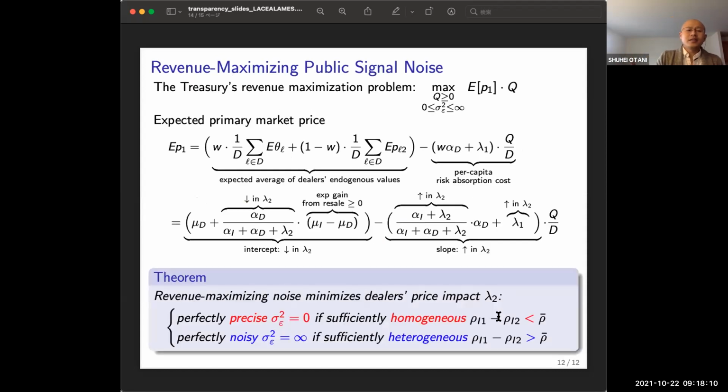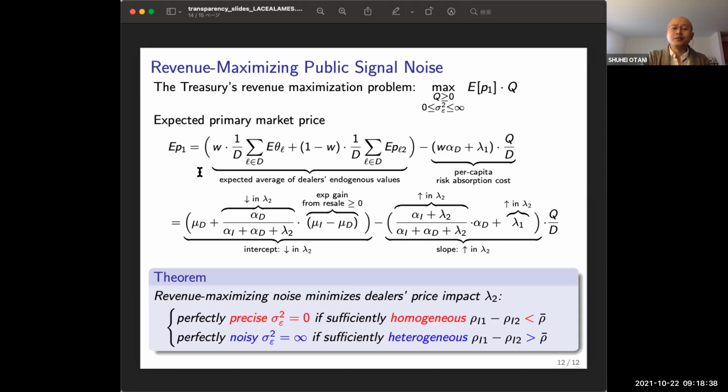Now I am ready to state the welfare result. The treasury wants to maximize the expected revenue by choosing the quantity to be auctioned in the primary market and the public signal noise variance. Expected primary market price can be seen as the residual inverse supply function the monopoly treasury faces in the primary market.